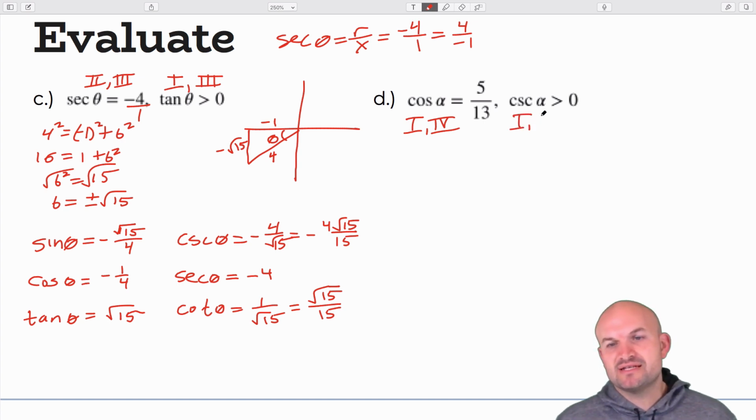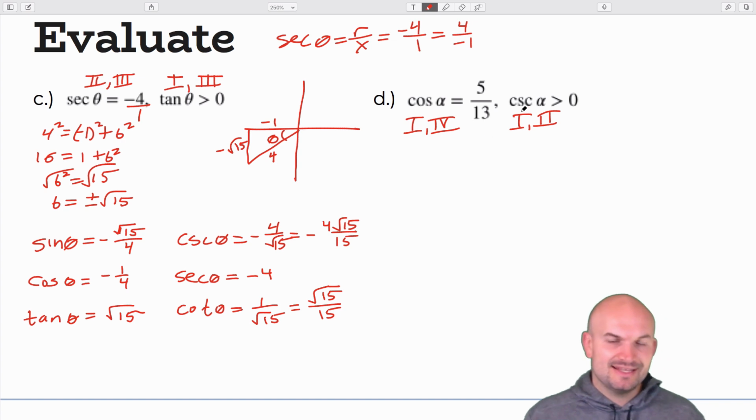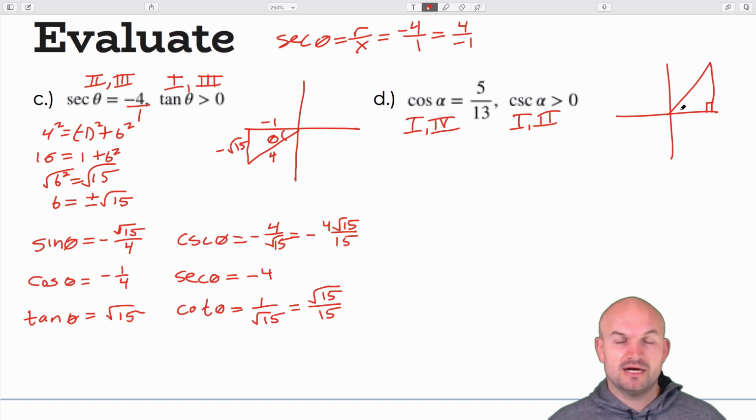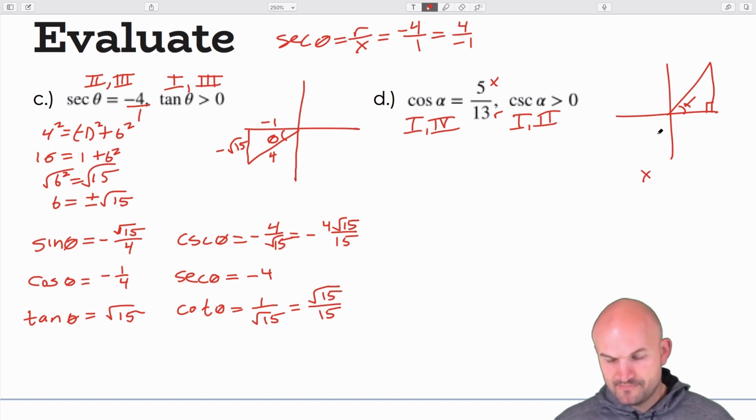Cosecant obviously is only going to be positive in the first and the second. But the main thing is that when both terms are positive, it's going to be in the first quadrant. The other nice thing to notice about this is that you could use the Pythagorean theorem, x over r, or you could recognize that this is a Pythagorean triple. So I would write out 5 squared plus a squared equals c squared, or I'm sorry, 13 squared.